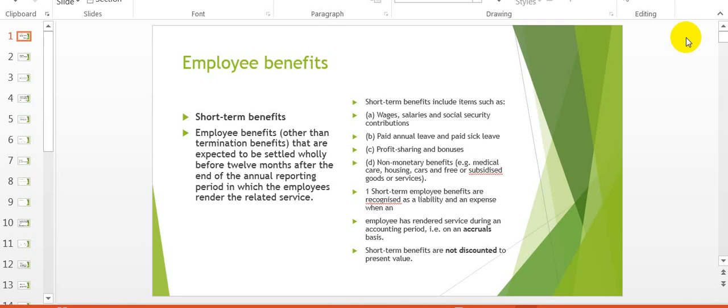The short-term benefits are recognized as a liability and an expense when the employee has rendered the services during a particular accounting period. These are accrued and are not discounted since they are expected to be paid within 12 months.